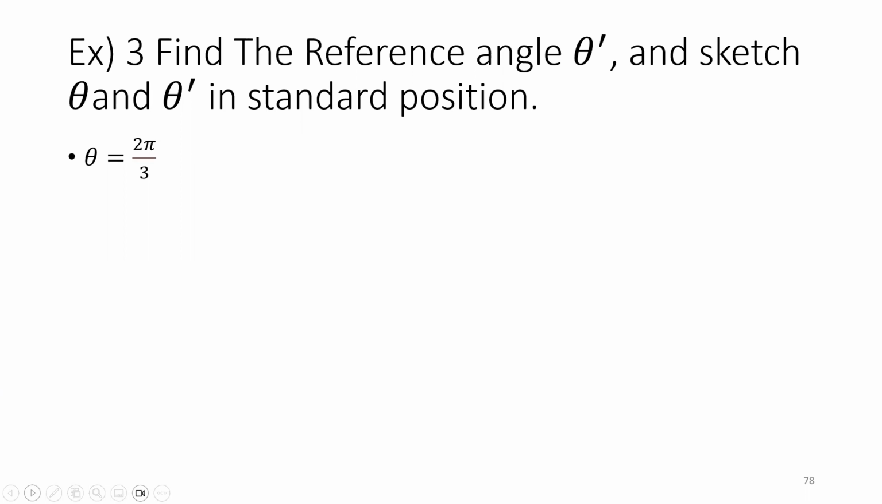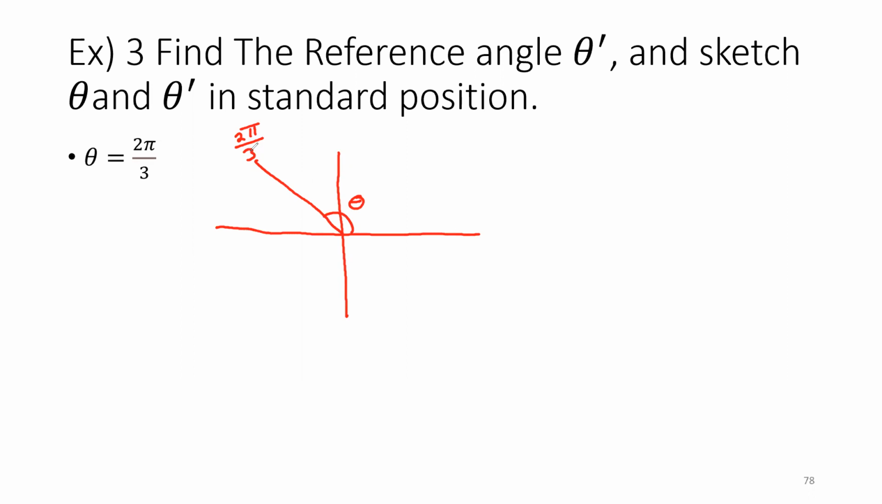What is 2 pi over 3? Well, it is 120 degrees. So you're technically in quadrant 2. So 2 pi over 3 is right about here. Okay, so if that's your theta, then what is your reference angle?